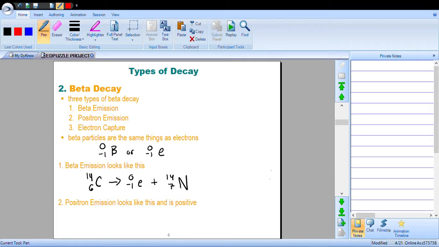And positron emission. Positron emissions are positive, so instead of negative 1, it is a positive 1. For example, we are given mass number 14, the element 7, which is nitrogen. Positron emission is positive, so positive 1 will look like that. You combine, 14 minus 0 is 14, 7 minus 1 is 6. 6 on the periodic table is carbon. That is what that would look like.